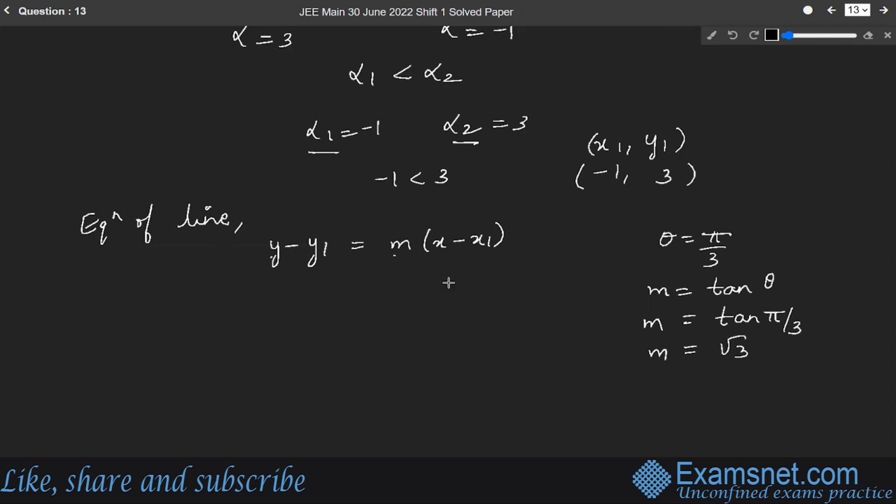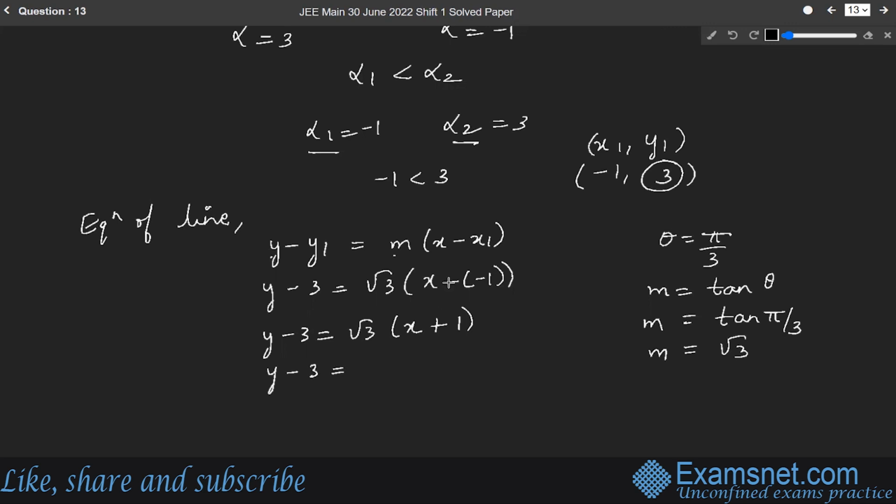Now y minus y1. What is the value of y1? It is 3, is equal to m. What is m? Root 3 into x minus x1. What is x1? It is minus 1. So y minus 3 will be equal to root 3 into x minus minus, which will be plus 1. Now further we have to simplify this equation. y minus 3 will be equal to, we have to multiply root 3 inside the bracket. Root 3 into x is root 3x, plus root 3 into 1 is root 3, right?